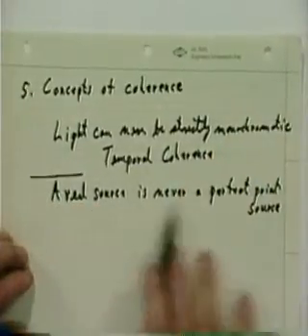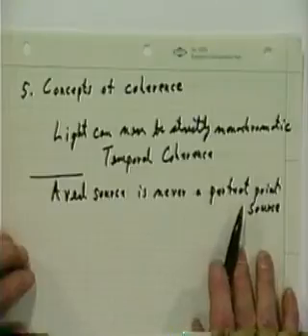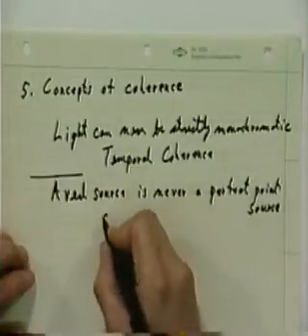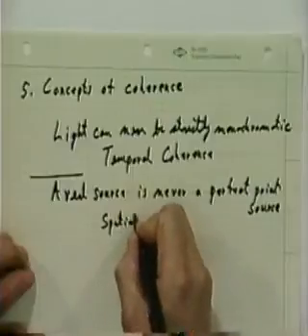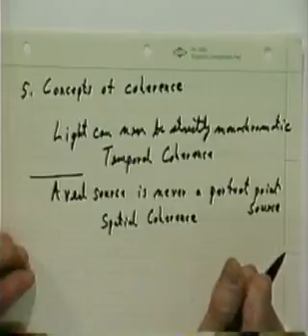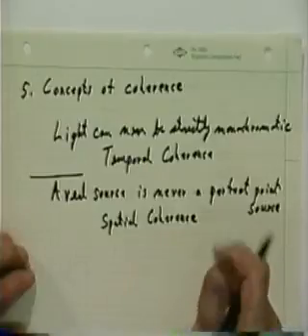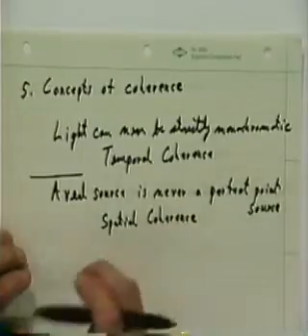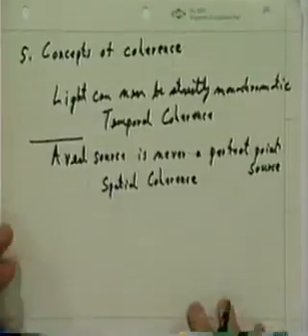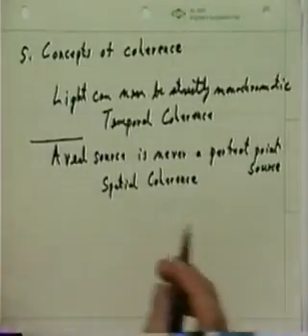And when we're talking about the effects due to the source not being a perfect point source, we're talking about spatial coherence. So temporal coherence and spatial coherence. Well, the first thing we do is we're going to talk about something here called the coherence time.